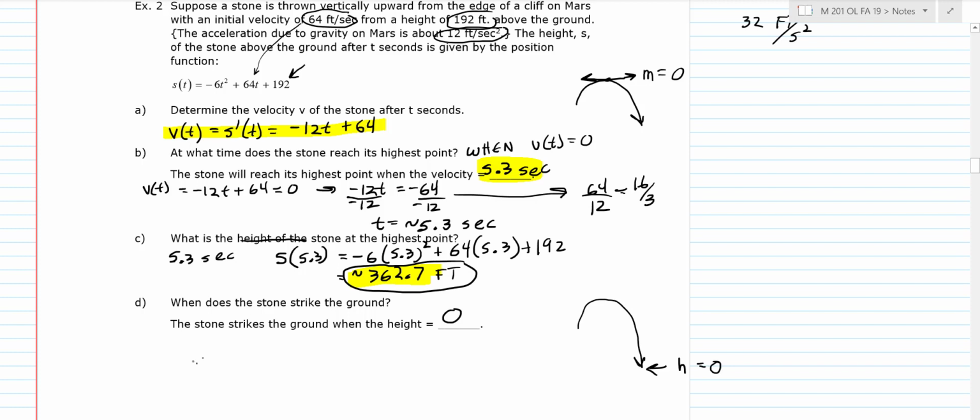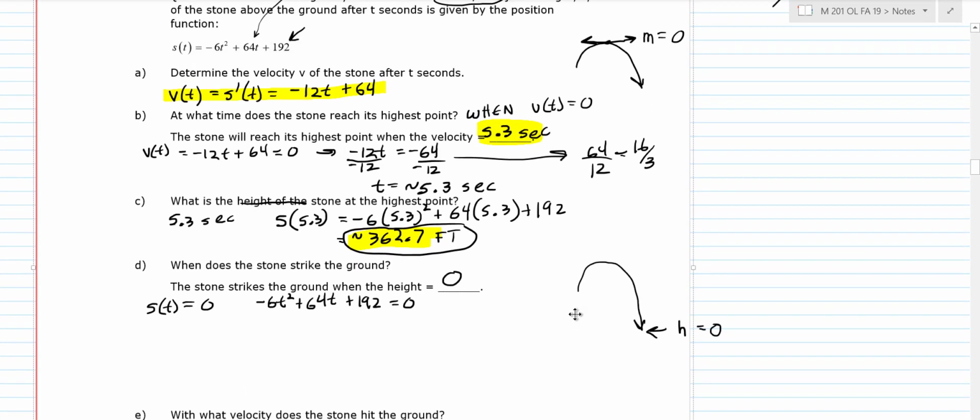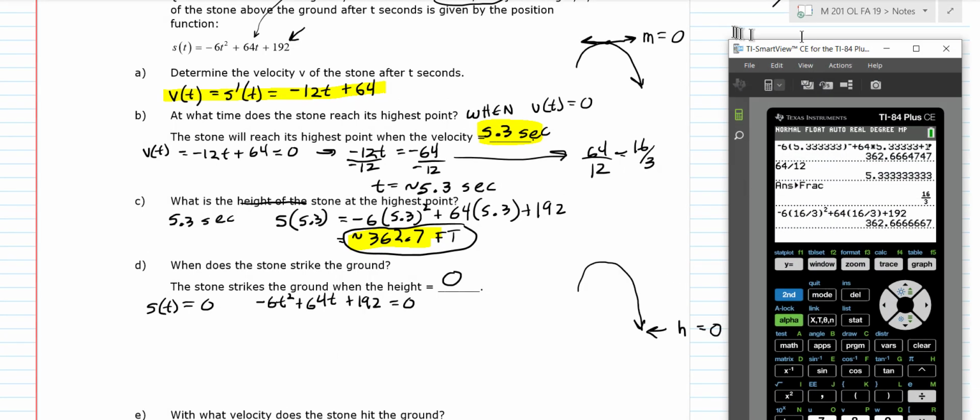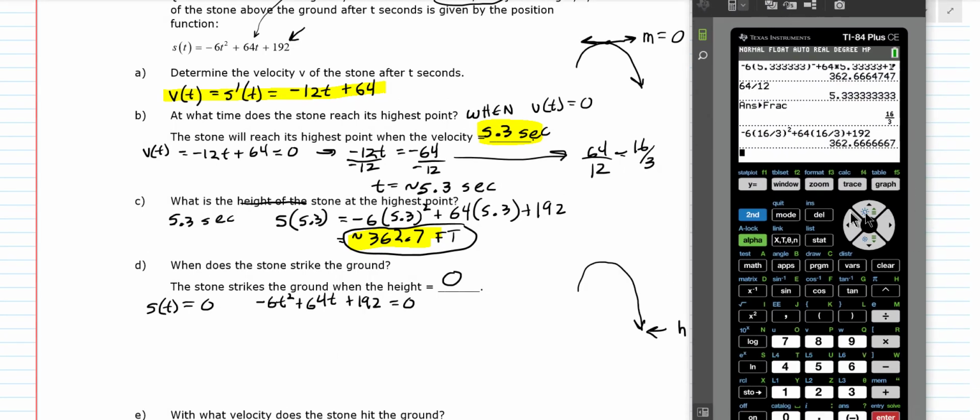So it says, when does the stone strike the ground? It's going to happen when s of t equals 0. So we're going to have a mathematical equation we can solve. We're going to have negative 6t squared plus 64t plus 192 is equal to 0. So if we can solve that quadratic equation, then we can figure out the answer to that problem. So this is a quadratic equation. We could go directly to the quadratic formula, or we could attempt to factor this. It's kind of up to us.